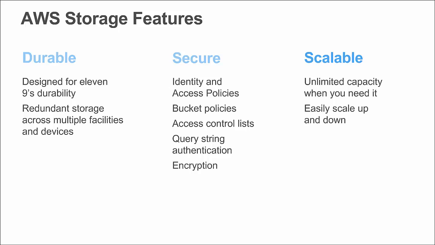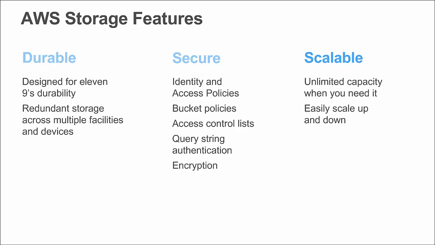So we talked about IAM, right? We can do identity and access policies. We can put policies against the buckets that we're using, the S3 buckets. We can do authentication and encryption, and all of those great things that give you a very secure experience for you, your friends, and your customers. It's also scalable. S3 is essentially unlimited capacity. You can easily scale up and scale down, and I would like to highlight that a little bit.